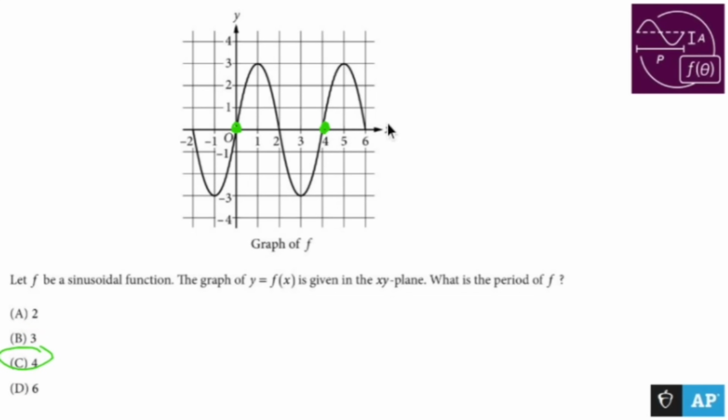It's as simple as that. It's basically you're going to have something that repeats over and over again. How many units left to right does it take for the repetition to take place? And in this case, it goes from 0 to 4, which means the period is 4.